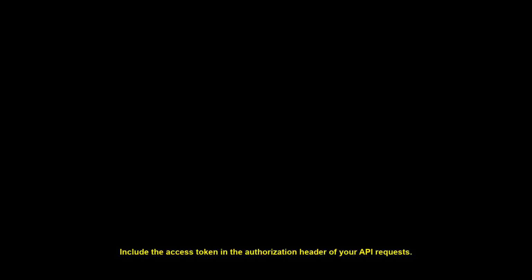Include the access token in the authorization header of your API requests. This is done by setting the header to Authorization: Bearer your_access_token. Now you can interact with various Zendesk API endpoints using OAuth authentication effectively. If the page does not load, refresh the browser or try again in a private or incognito window.